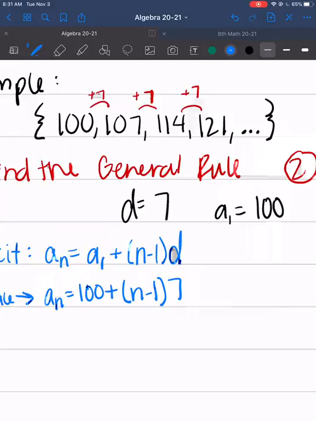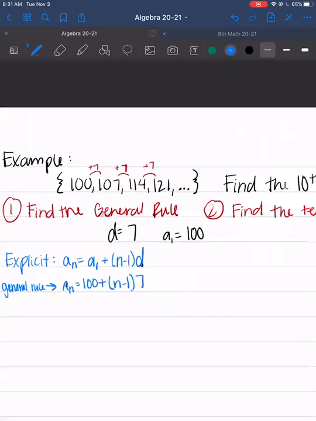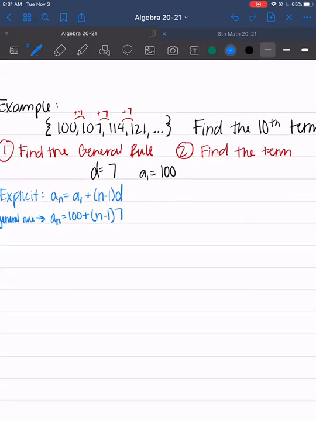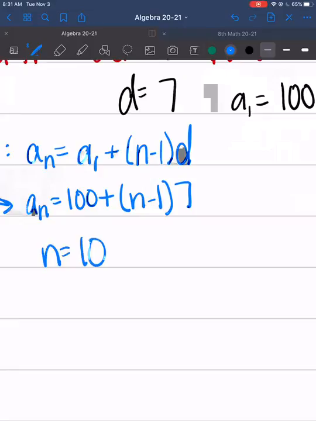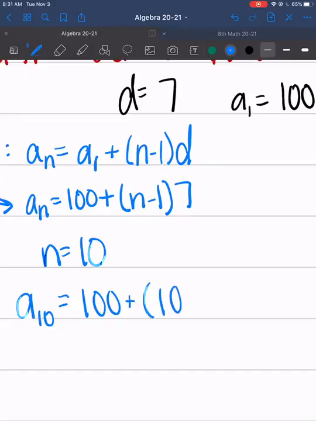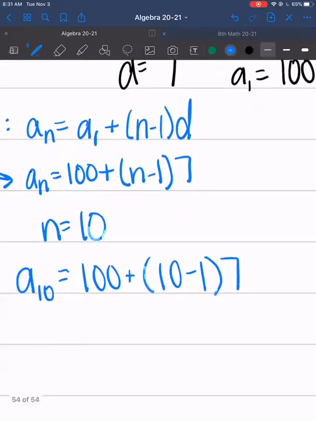Now, we've done step 1. Now we need to do step 2 and find the term that we want. We want the 10th term, so we want n to equal 10. To solve for that, that would look like A sub 10 equals 100. What I'm doing is everywhere there's an n, I put 10.